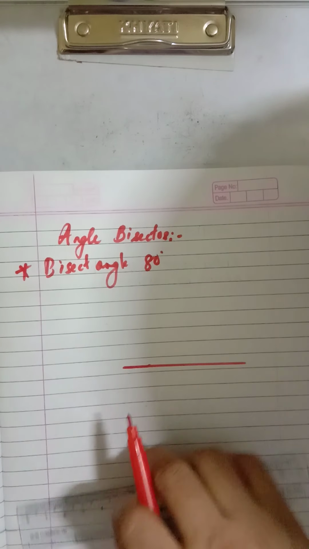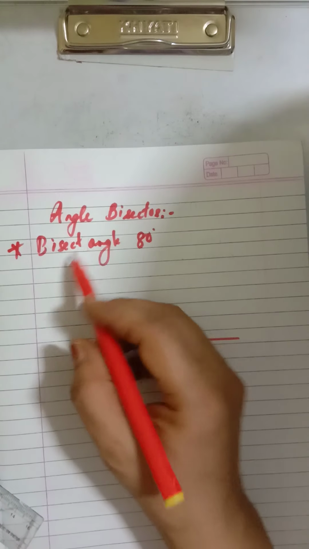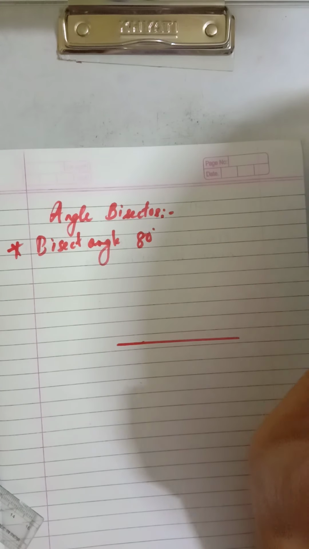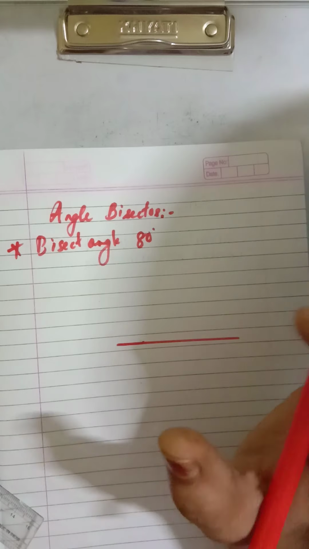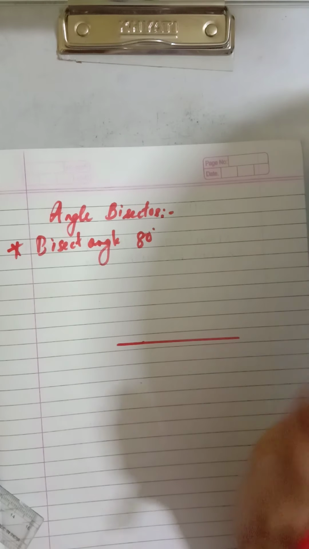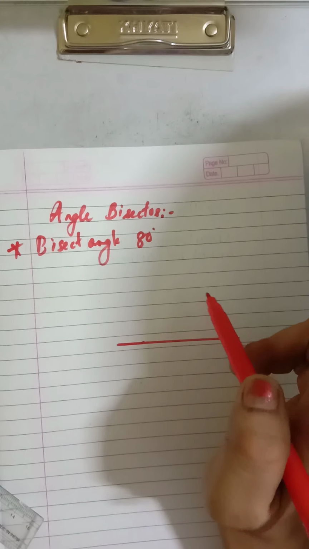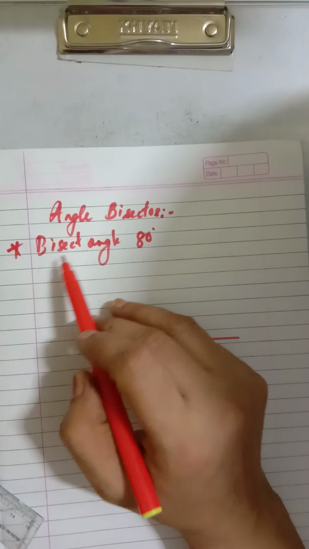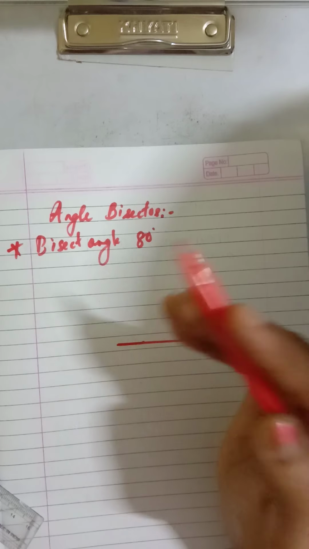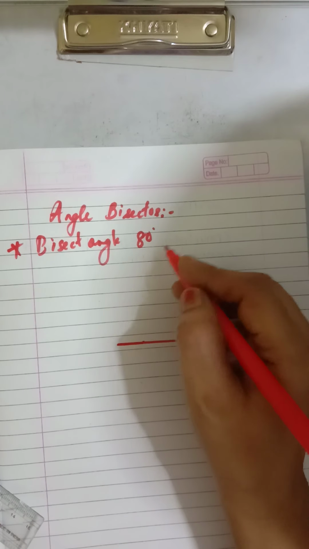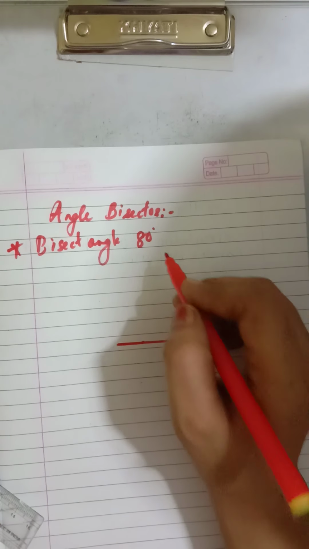Now let us see what is angle bisector. Angle bisector means bisector, it divides the angle in 2 equal parts. That you have to keep in mind. What is angle bisector? Angle bisector will divide the angle in 2 equal parts. Now question will come, bisect angle 80 degree or bisect angle 60 degree. Here angle degree will be given. Okay, so what are you going to do?